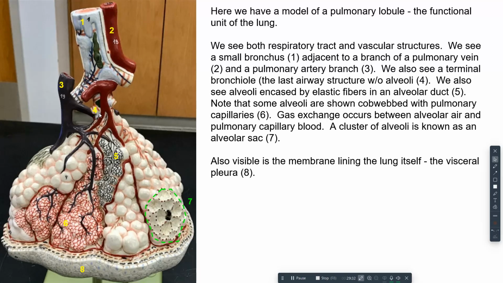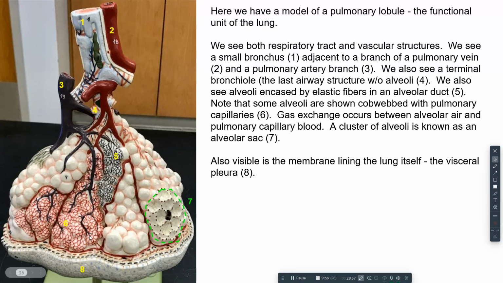A terminal bronchiole is the last airway structure. So terminal meaning last, right? Without the little spherical guys here. The little spherical guys here are alveoli. Those are gas exchange structures. So all these little balls, all these little spheres here are alveoli. They are where we exchange gas.